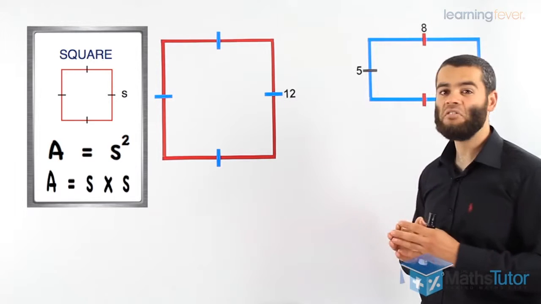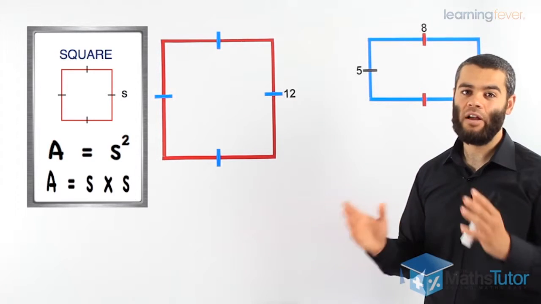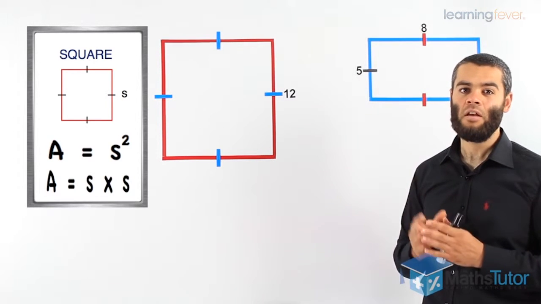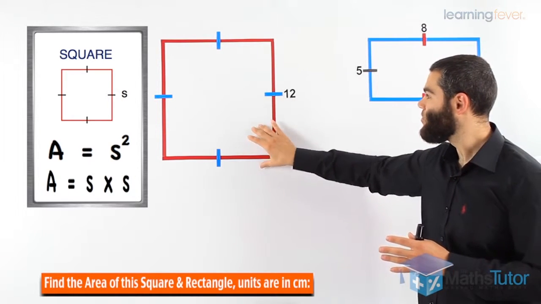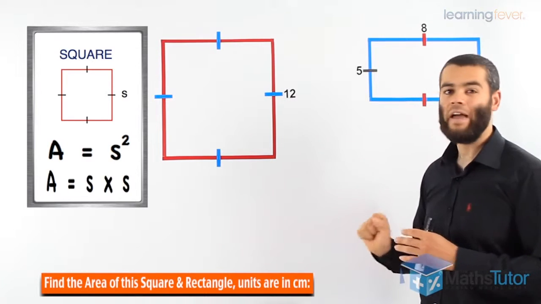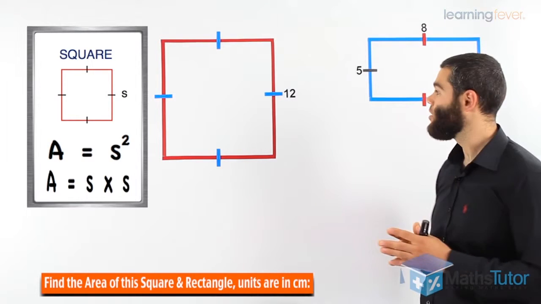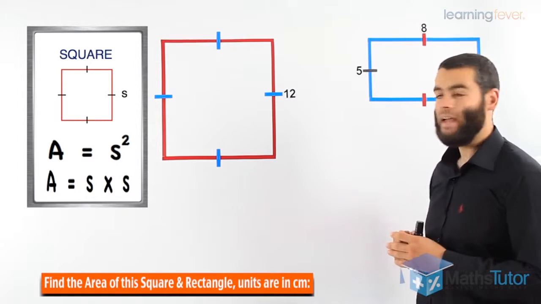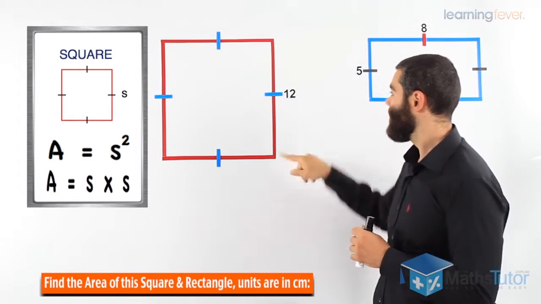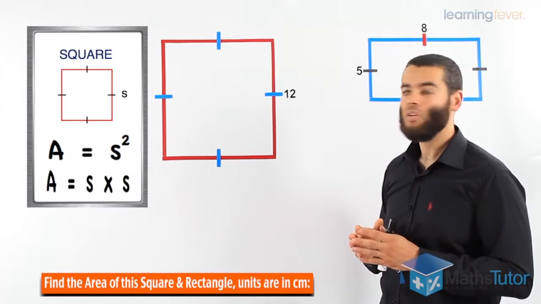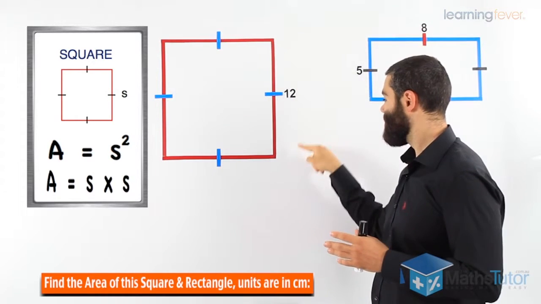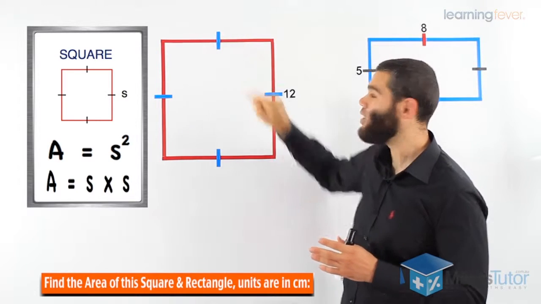So if the side was 9, it's going to be 9 times 9. If the side was 8, 8 times 8. Let's see how we're going to do this square here. We're going to show you how it's done and how we actually set out the working. We have a square, and we know it's a square because the sides have been marked to show that all the sides are equal. Each side is 12. That means this is 12, 12 and 12.